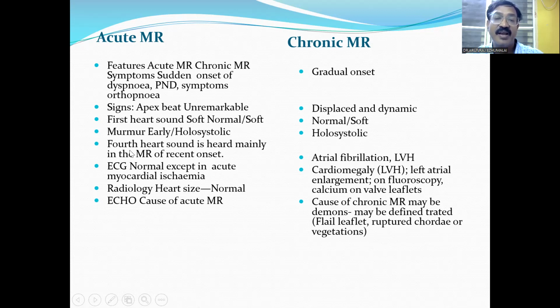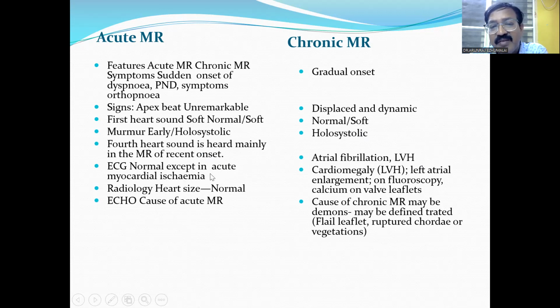S4 is commonly heard in acute MR, I already told. S4 may not be there when the patient is in sinus rhythm. In chronic MR, atrial enlargement and left ventricular hypertrophy will be there. But here, the left ventricular hypertrophy would not have occurred. AF is not there because the atrial enlargement is not so much. So, atrial fibrillation will not be there. Here, it will be LVH.